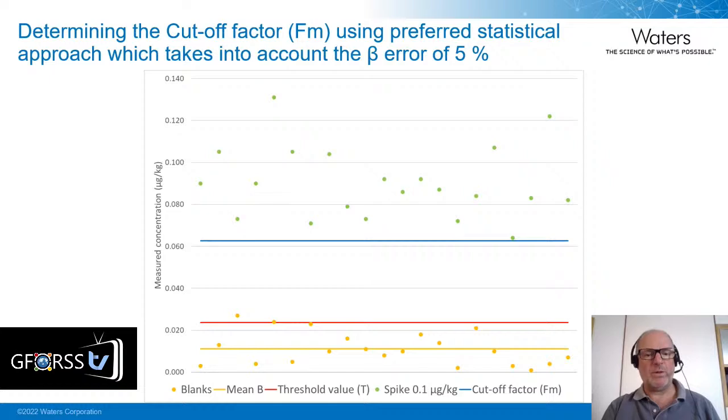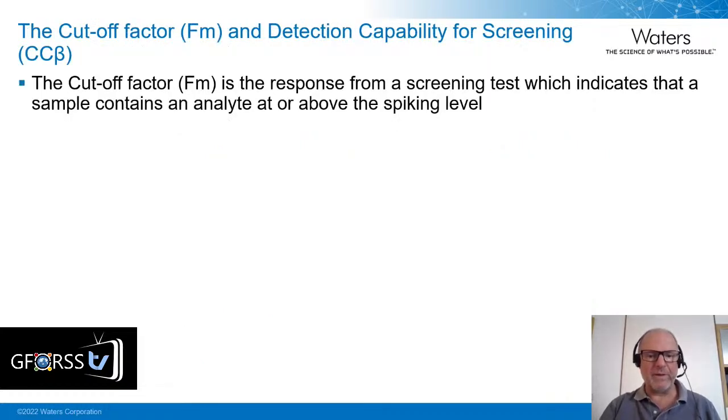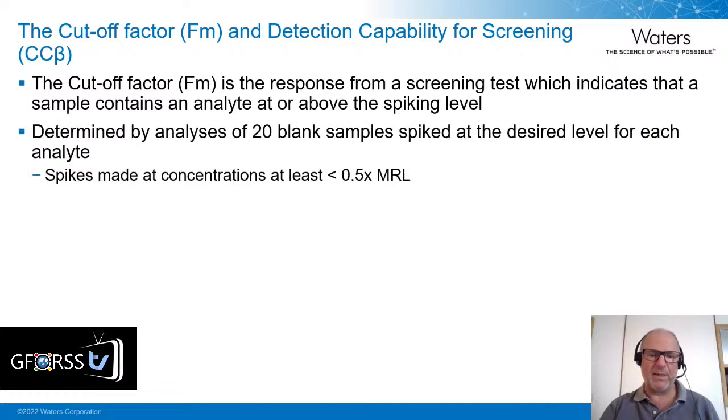The second approach to calculation of the cutoff factor in the guidelines from 2010 is the statistical approach, which takes into account the beta error of 5% that we've talked about before. So here, rather than taking a single dot, we're actually going to be doing a calculation which will then generate this blue line, which is our cutoff factor. So the cutoff factor is still the response from the screening test which indicates that a sample contains an analyte at or above the spiking level.